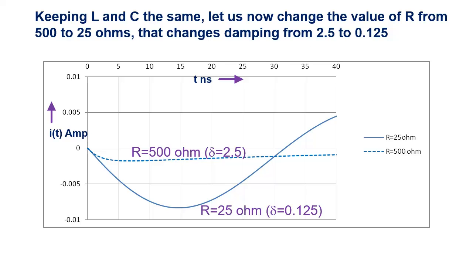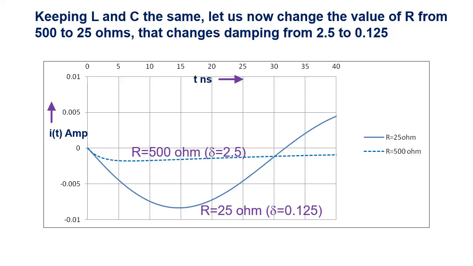Keeping L and C the same, let us now change the value of R from 500 to 25 ohms, that changes damping from 2.5 to 0.125. Overlaid plots of the current for the two resistance values are shown.